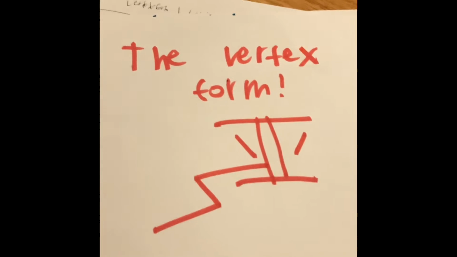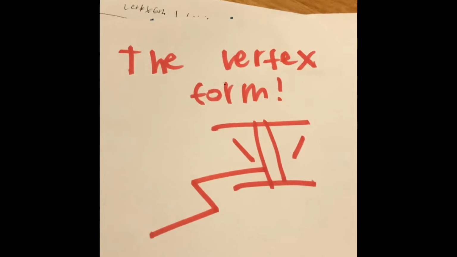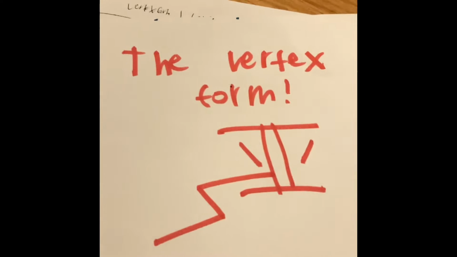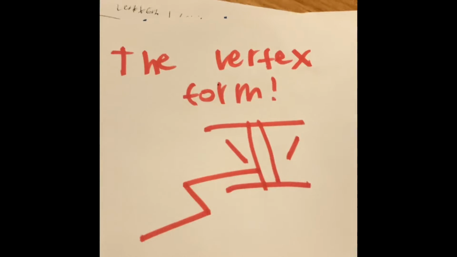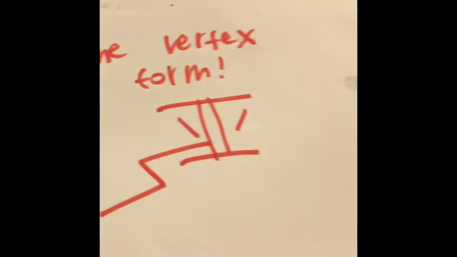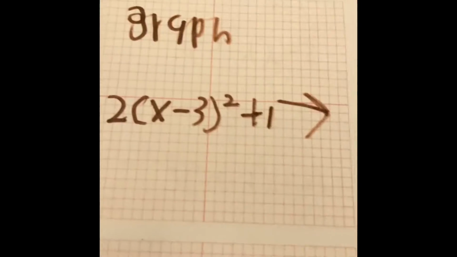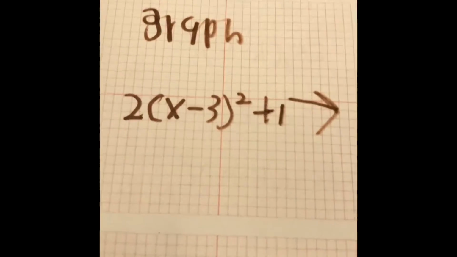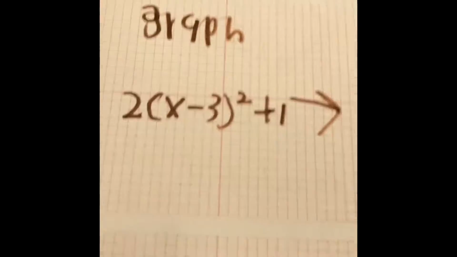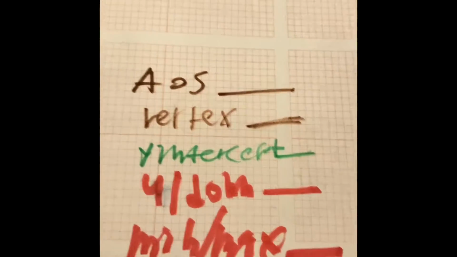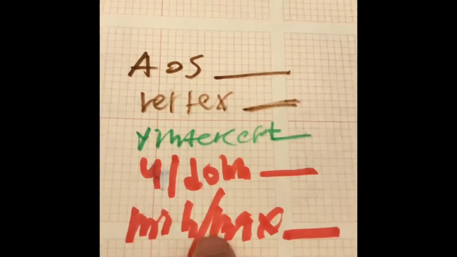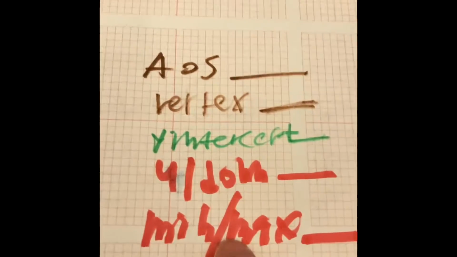Hey, today's topic is math and history, and we are going to be taking a look at the vertex form. As a warm-up, let's graph something. Graph the equation 2(x - 3)^2 + 1, and find the analytics right here and analyze what it'll look like on the graph.